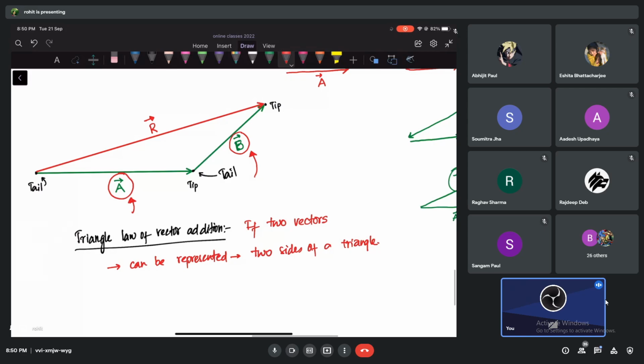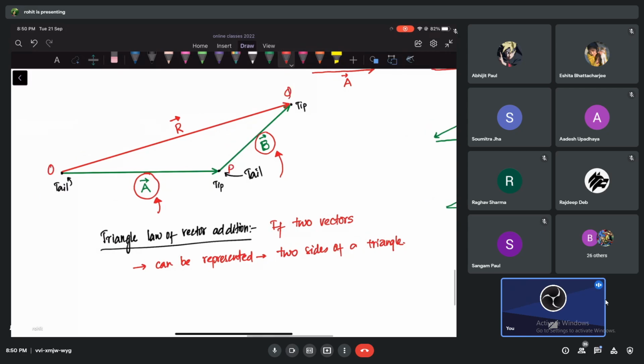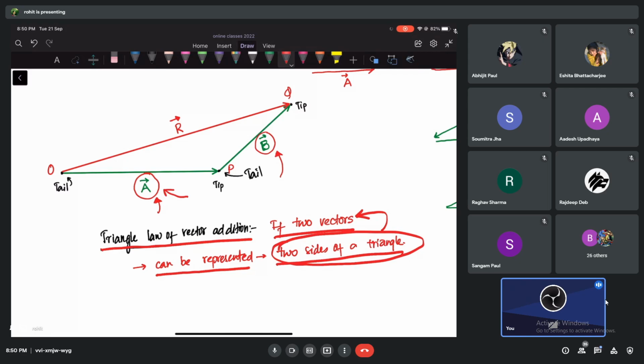I can name the triangle also if you want. Let's call it OPQ. In this triangle, the two sides OP and PQ are representing our two vectors, right? Yes, sir. The two sides of a triangle are representing the two vectors that we want to add. Then this rule says, if I can represent the two vectors by these two sides of a triangle, then the third side of this triangle will represent what?